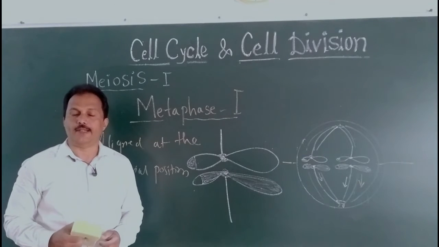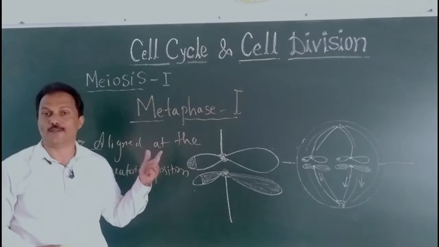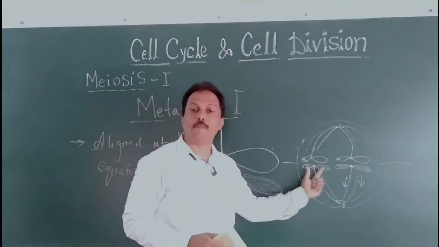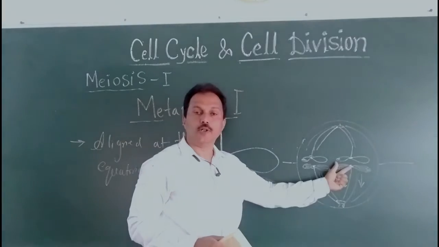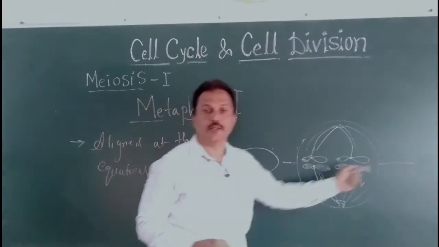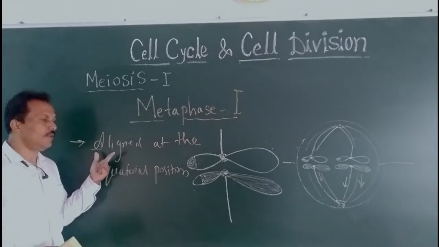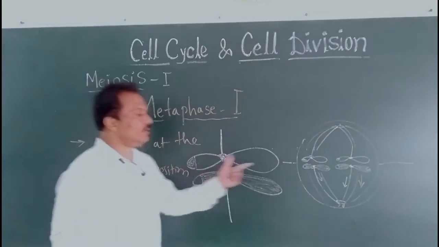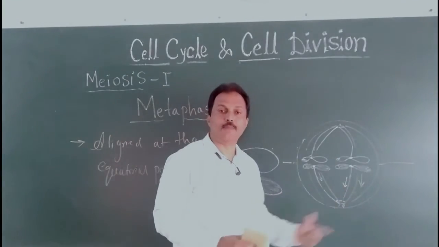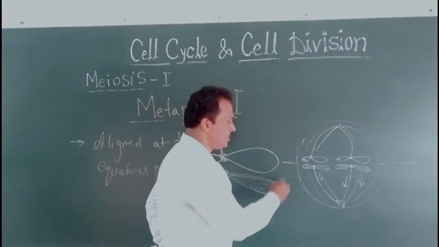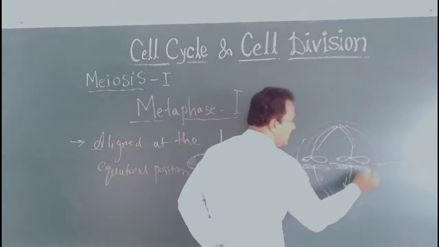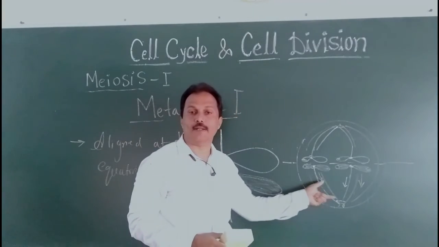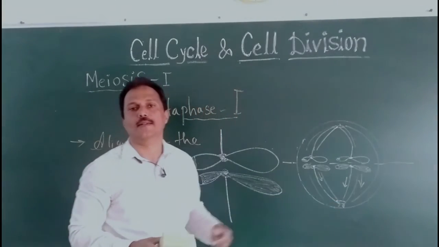The next phase after prophase 1 is metaphase 1. In this metaphase 1, the homologous chromosome pairs are brought to the equatorial position. That is the alignment of the homologous chromosome pair at the equatorial position, the important event taking place in metaphase 1. If you have a look, it has been aligned at the equatorial position by contraction of the spindle fibers.